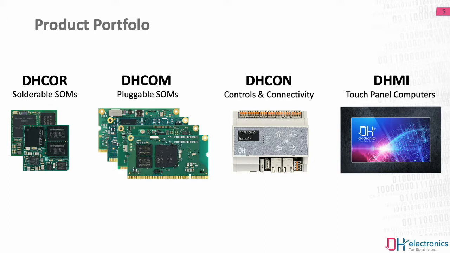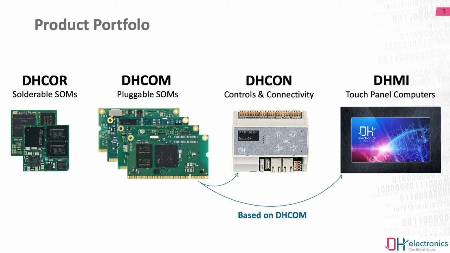On the right hand side, you can see our DHMI touch panel computers. These HMIs are available in different screen sizes and touch technologies, so you can get them with a resistive touch panel or, if you want, also with a capacitive touch. But the most important topic about these two product lines is that they're running on our very own DHCOMs, which make it very easy for you to configure them with as much power as you need in your individual use case.